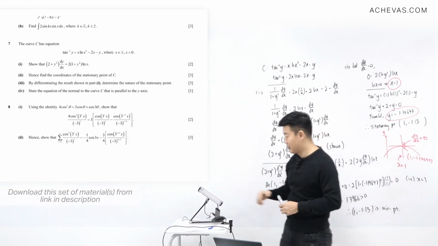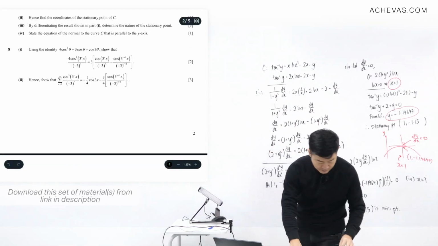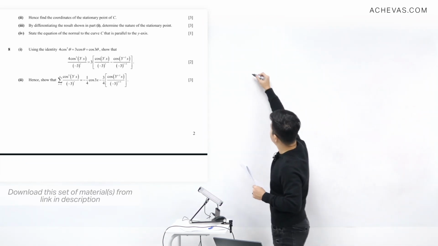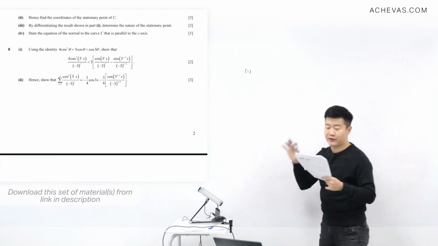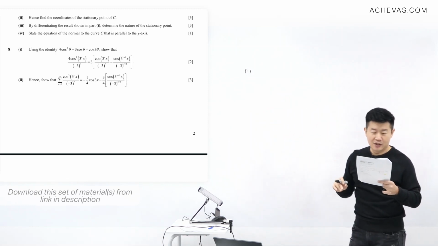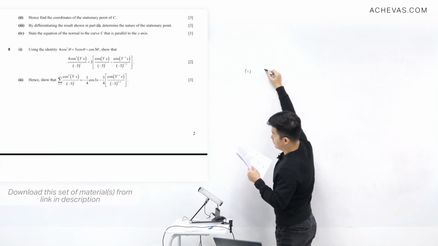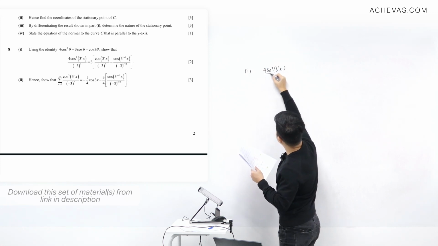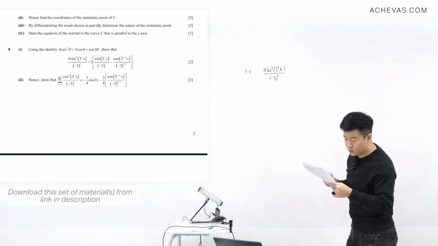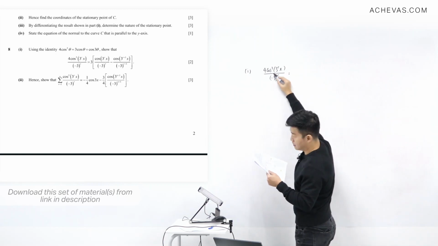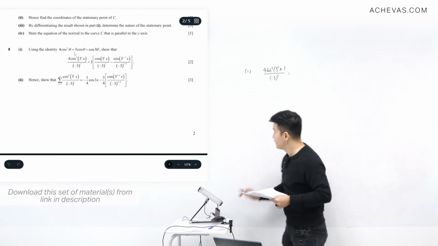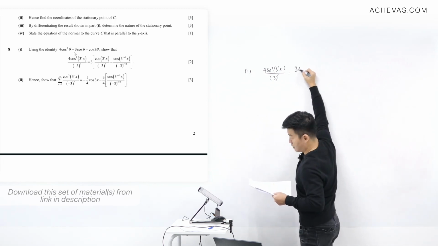Okay, let's move on to question number 8. For question number 8, part 1, we are supposed to make use of an identity to show another expression. So we have this. We have a 4 cosine cube 3 to the power of rx divided by negative 3 to the power of r. And according to what the question says, we are going to be making use of this. By making use of this, the numerator is going to be equal to 3 cosine of theta.